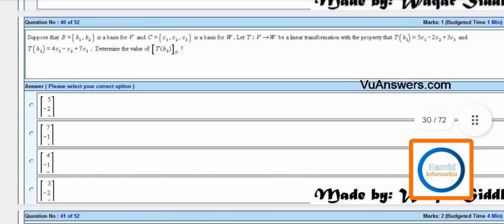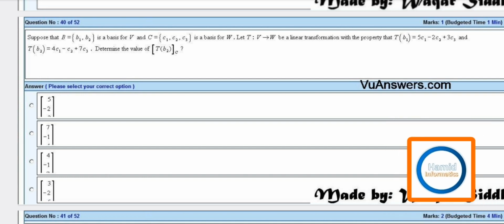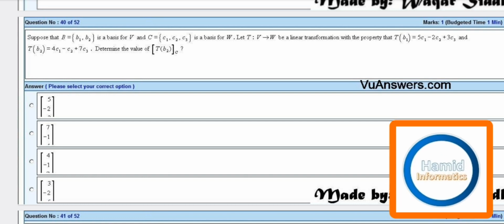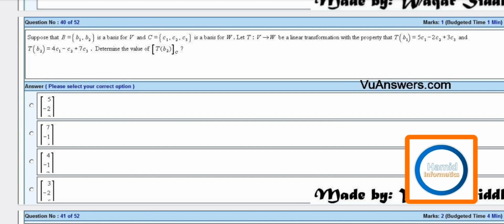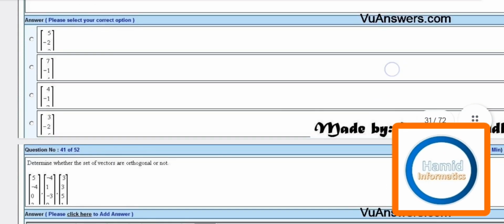Next question is: suppose that B equal to {b1, b2} is a basis for V and C equal to {c1, c2, c3} is a basis for W. Let T from V to W be a linear transformation with the property that T(b1) equal to 5c1 minus 2c2 plus 3c3 and T(b2) equal to 4c1 minus c2 plus 7c3. Determine the value of [T(b2)]_C. And here is no answer, so leave this.